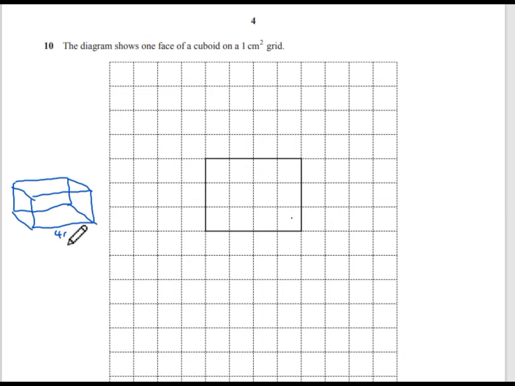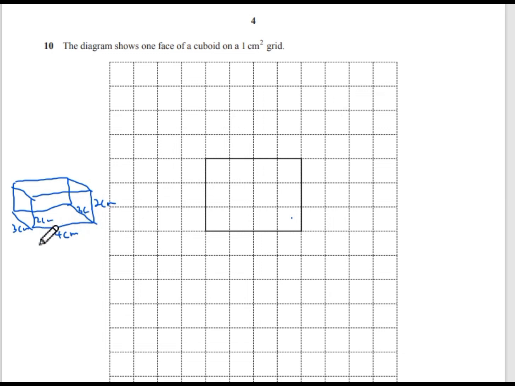This is 4 centimeters. This is 3 centimeters. Then this is 2 centimeters. This is also 3 centimeters. This part is equal to this part. This is 2, this is also 2 centimeters. This 4, this is also 4. This is 3, this is 3. This is 2, this is 2. Now let's complete it.